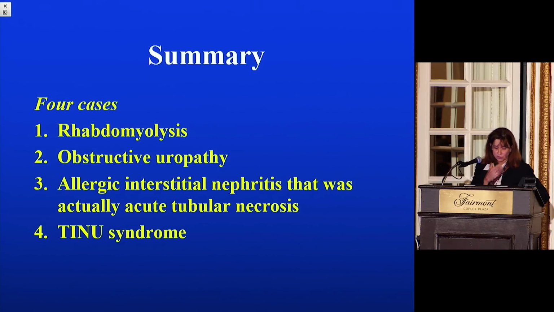So these are the four cases: rhabdo, obstructive uropathy, AIN that turned out to be acute tubular necrosis, and TINU syndrome.